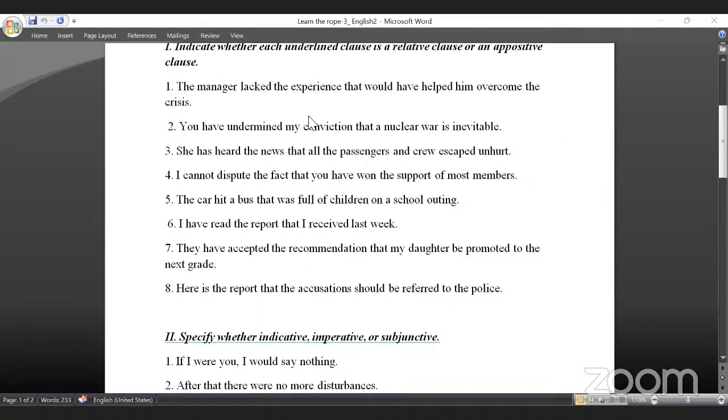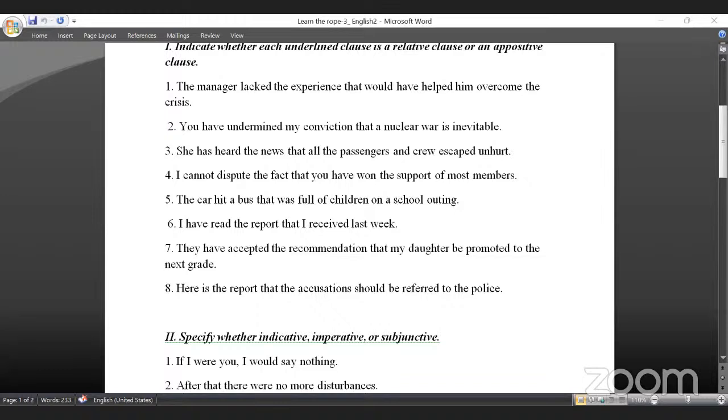Here is the report. It's a sentence. It's correct, I think. Here is the report. Or the report is here. Okay, if you want to put it the other way around, the report is here. You just simply change it into an attributive form. Instead of saying the report is here, you said here is the report. Okay.